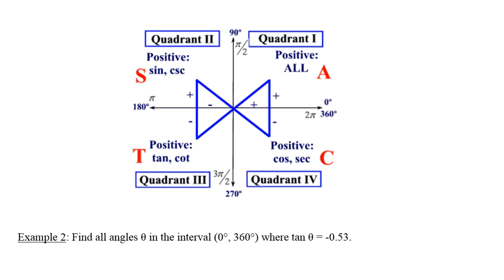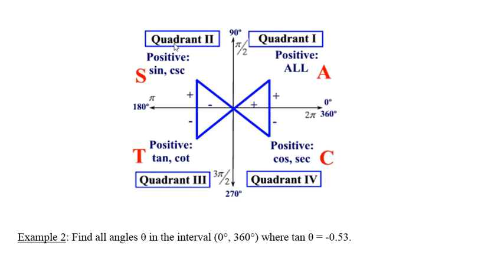In quadrant 3, we have a negative x and a negative y. So the only positive ones are tangent and cotangent because they both use the double negative. Everybody else will be negative. In quadrant 4, we have a positive x and a negative y. So the only positives are cosecant and secant because they don't use the negative y.